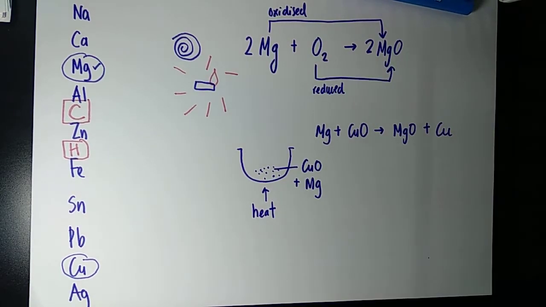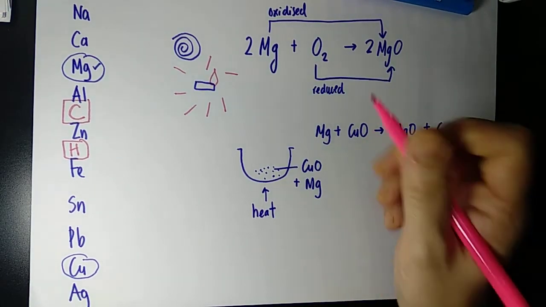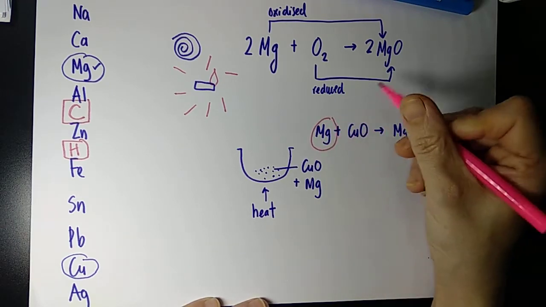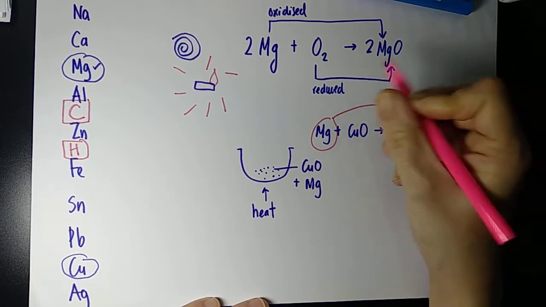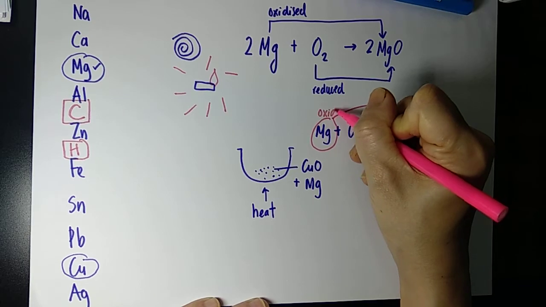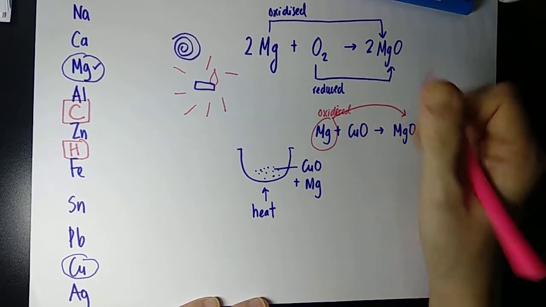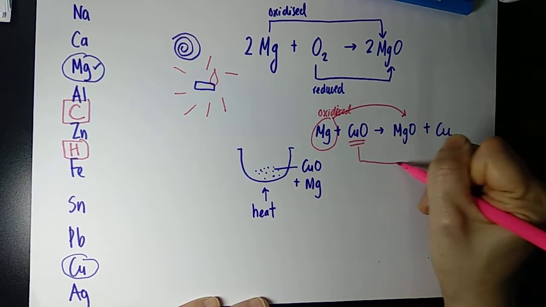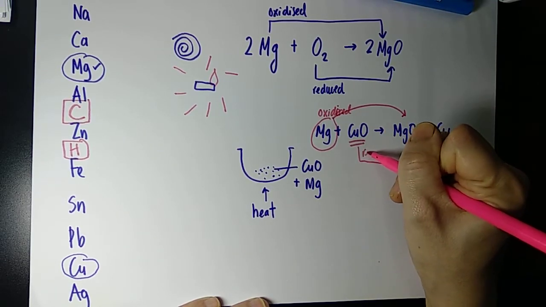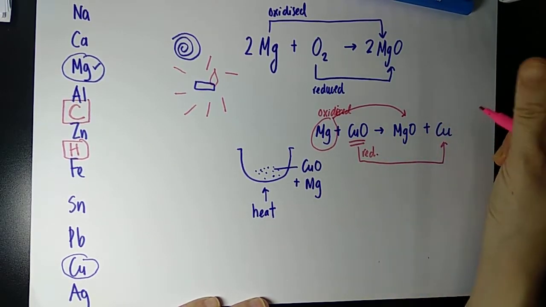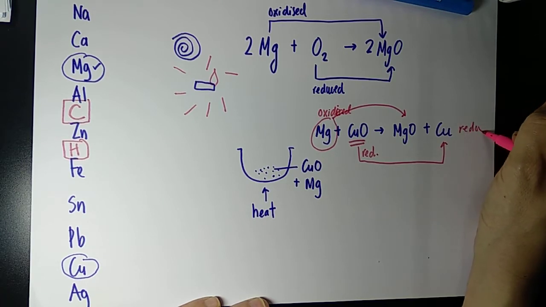Now if you look at this equation, it's very easy. Magnesium is oxidized to magnesium oxide, and copper oxide is reduced to copper. Okay, so this is a redox reaction.